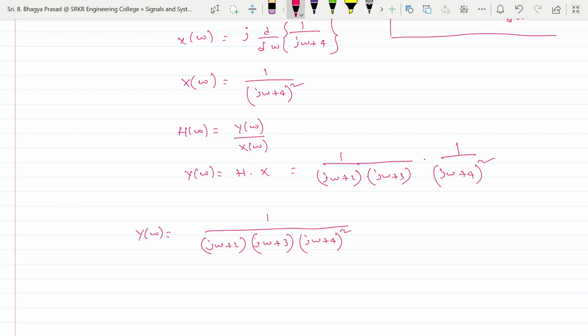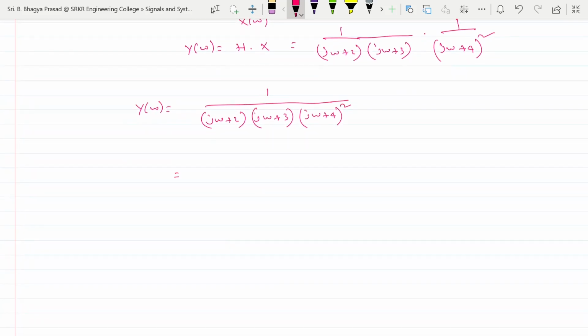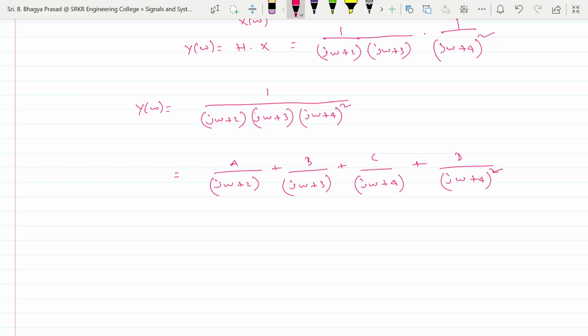Now I have to do the partial fractions for this one. This will be represented by A by (j omega plus 2) plus B by (j omega plus 3) plus C by (j omega plus 4) plus D by (j omega plus 4) whole square. So you can easily find out the constants A, B and D.